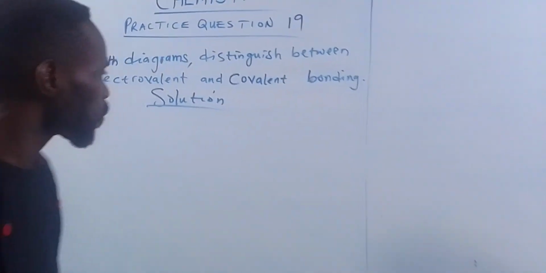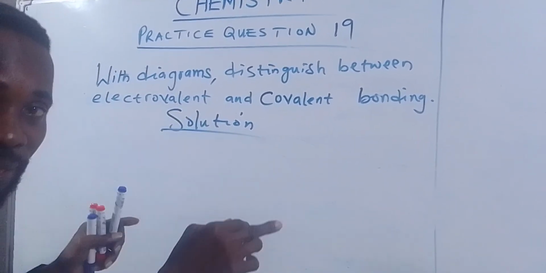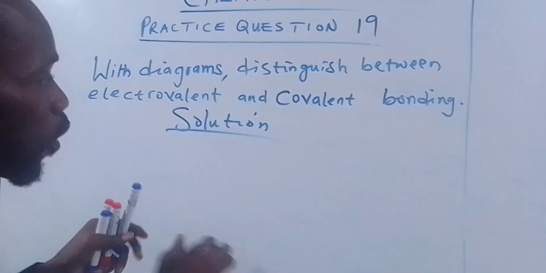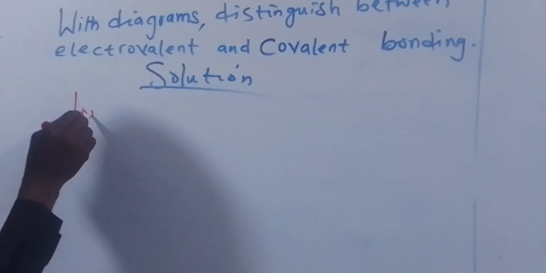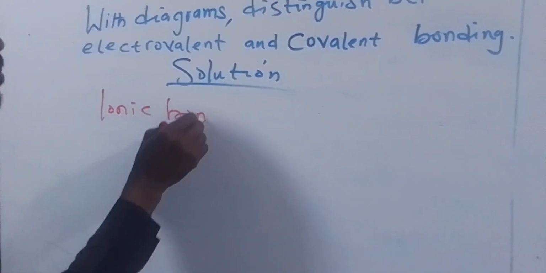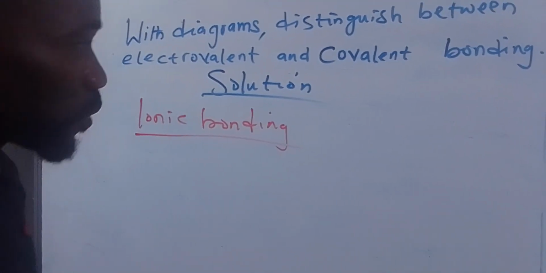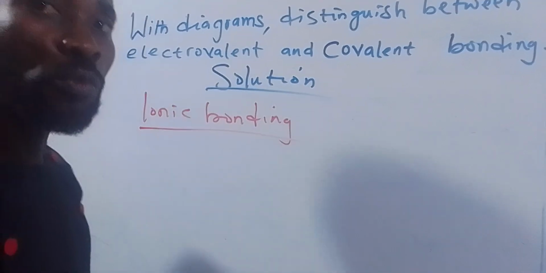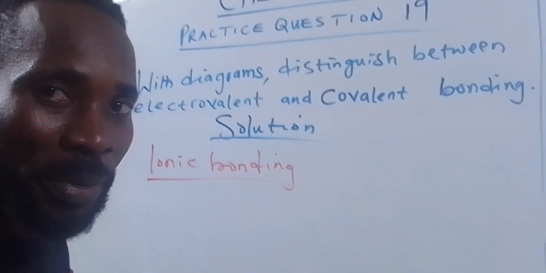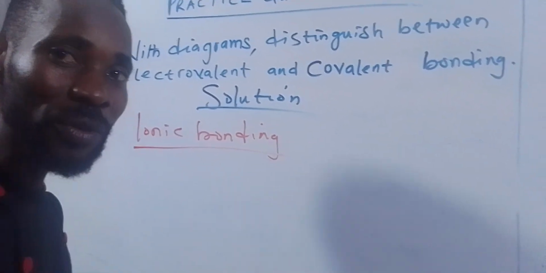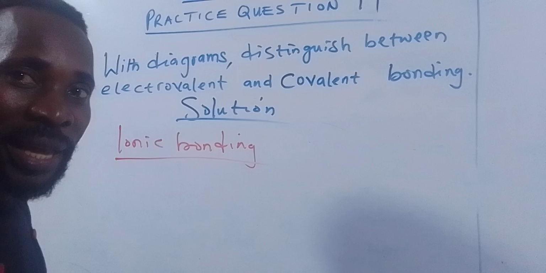So we are going to take a look at a typical example of electrovalent bonding, also called ionic bonding. Why is it called ionic bonding? It is called ionic bonding because ions have to be formed first. How do ions form? We know that when an atom loses an electron, it forms a positive ion. When an atom gains an electron, it forms a negative ion. Now, this positive and negative ion will combine to form the electrovalent compound.